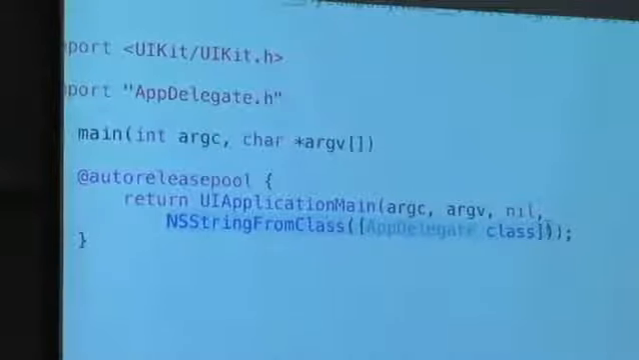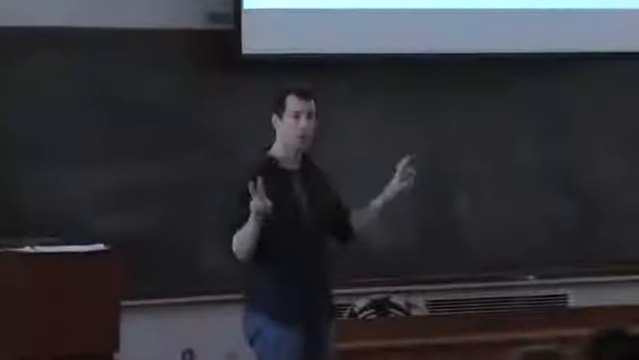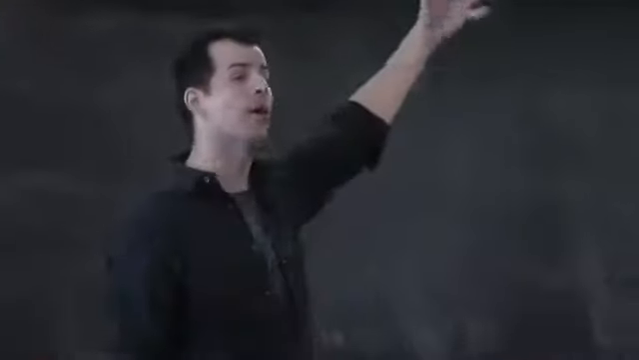So it returns a representation of that class that you can then pass to another function, NSString from class, which is going to convert app delegate to quote unquote app delegate. Now, why the heck did we just jump through all these hoops when we could have just hard coded quote unquote app delegate? It's a little more generic way of doing this.